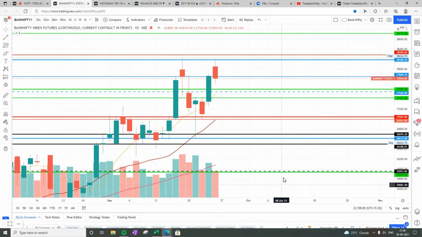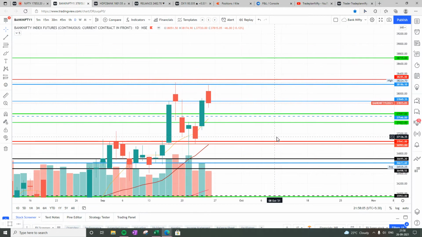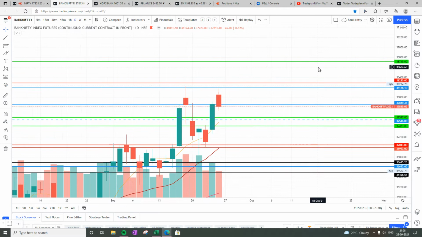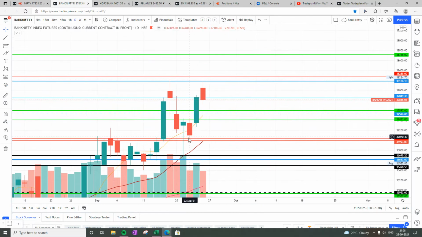So Bank Nifty now has support levels at 36,500, 37,000 and 37,400. And on the upside, it will now have resistance at 38,300, and if 38,300 is broken, then the next resistance will come at 38,700, which is the weekly H4 for Bank Nifty. So Bank Nifty looks like consolidating but currently in uptrend.